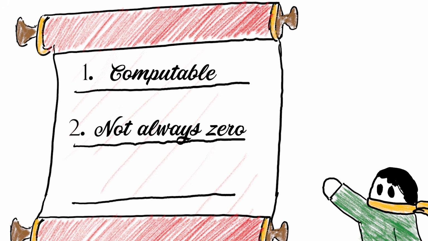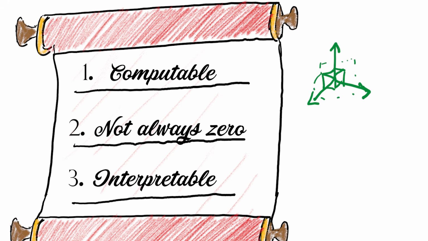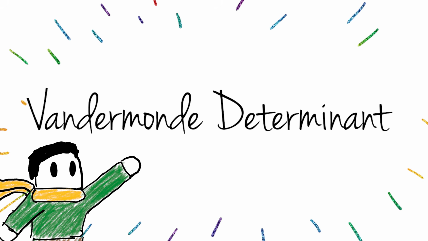Finally, the determinant should mean something just beyond the symbols and the formula. That is, it should have an interpretation connecting it to some other aspect of math. So here is the Vandermonde determinant.